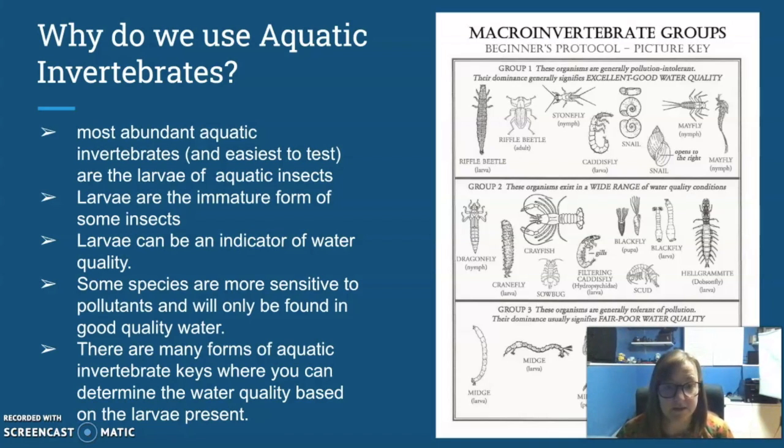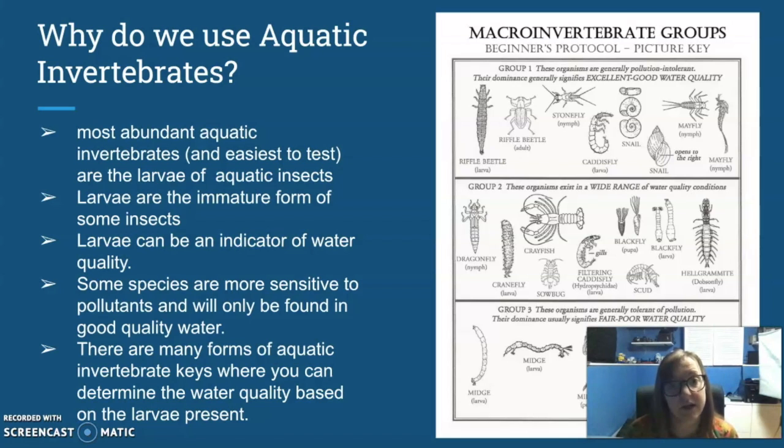So we have keys that we use to do this. The image here is a picture of the key that we use. So again, if you look at the top group, these are the ones that are intolerant to pollution. So if you find them, you're going to have excellent water quality. Now group 2 tells you that they're maybe a moderate quality. And group 3, they're very tolerant.